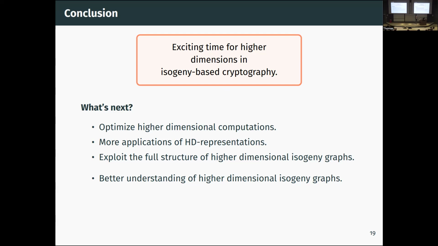On the other hand, I think it's super important to study those graphs also for cryptanalytic purposes. We've already seen from the SIDH attacks, I think they convinced us that it's important to understand this higher dimensional setting and also to analyze the new protocols. Of course, it's even more important to do so. Okay, so that's all I wanted to say. Thanks for your attention.